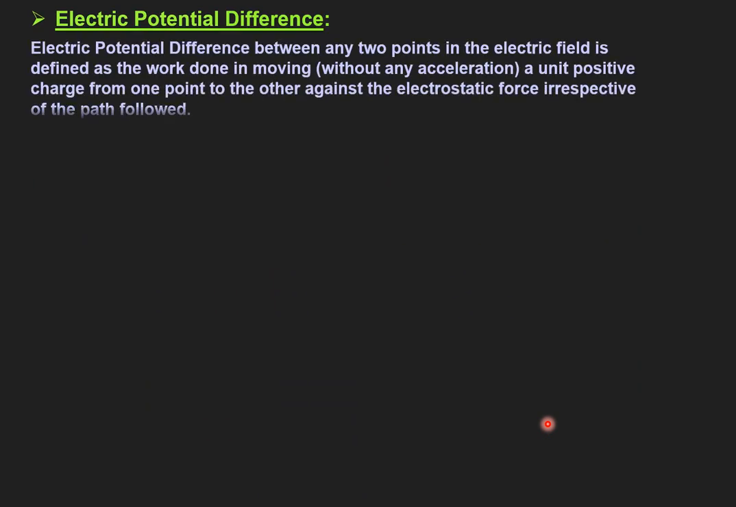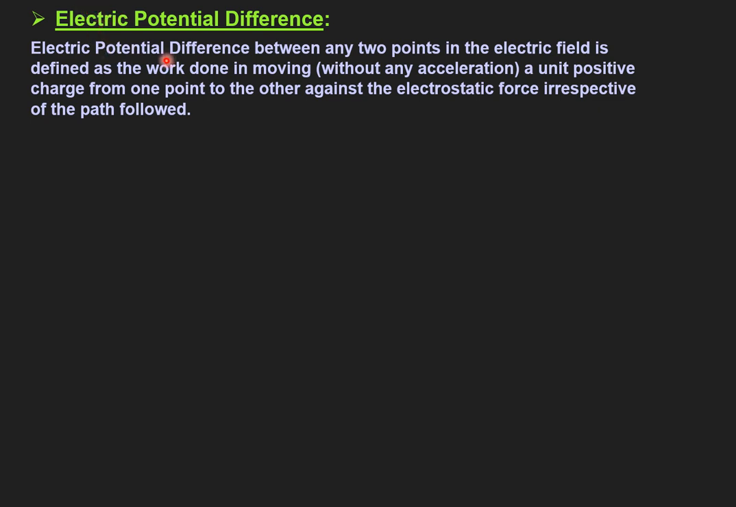Now next is electric potential difference. What is the meaning of electric potential difference? Electric potential difference between any two points in the electric field is defined as the work done in moving a unit positive charge from one point to another, again with the same conditions: we need not accelerate the charge. Here the first point is not infinity, it is simply any point, and we move from one point to the other against the electrostatic force, irrespective of the path followed. So what is the difference between electric potential and electric potential difference?